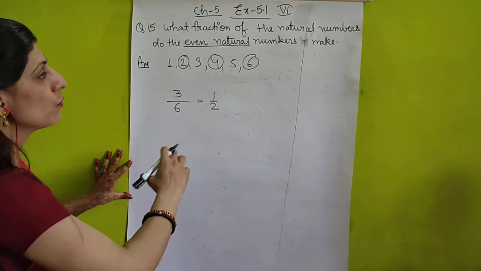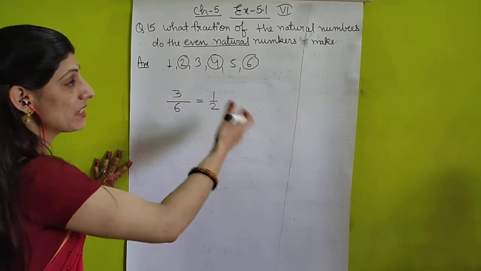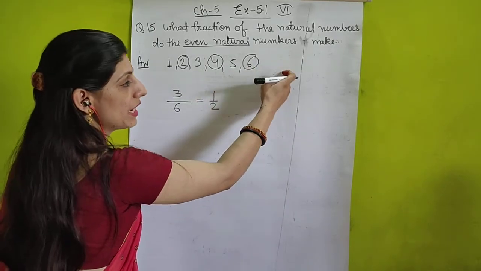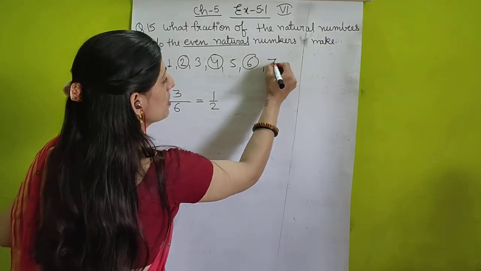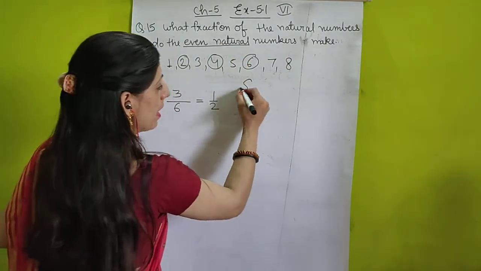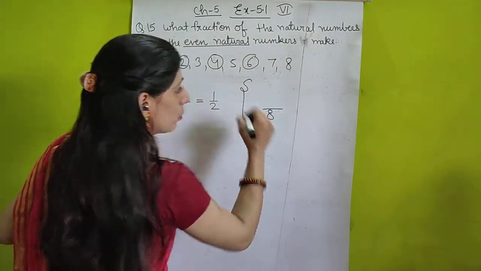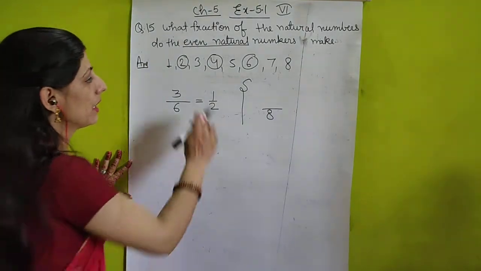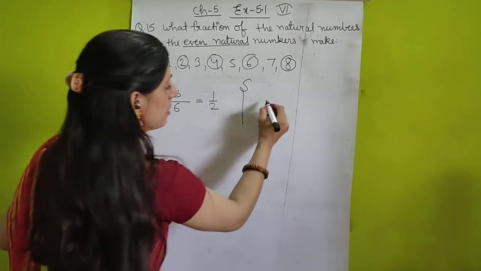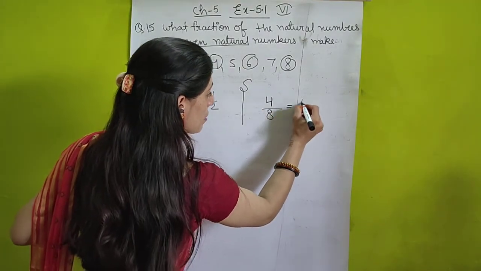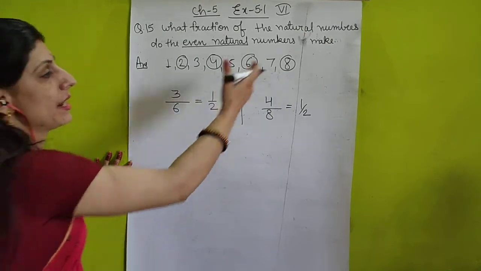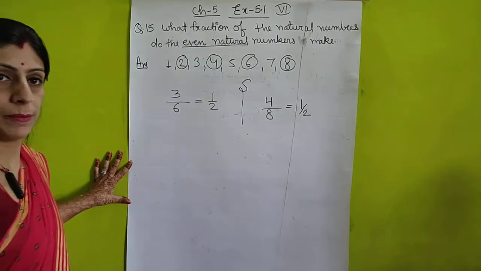Like this, students, if you want to write more natural numbers, here 7, 8 you can write. Now suppose 7 and 8 I have written. Now total number of natural numbers are 8, and out of them how many are even? 1, 2, 3 and this 4. 4 are even, so here 4 will come, and your fraction again what will come? 1 by 2. Same thing you will do for 9 and 10, again 1 by 2 will come. Okay students?